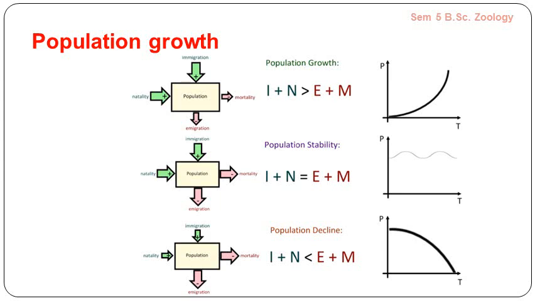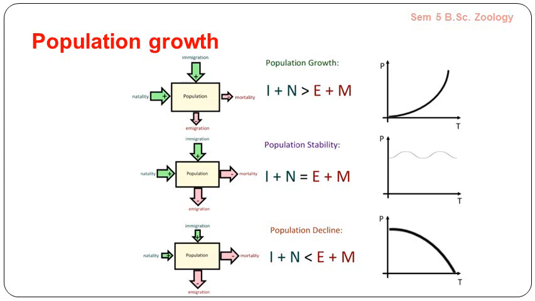So here are the three situations where these parameters are going to influence the population size. When immigration represented as I and natality represented as N are summed up, the sum of these two is more than emigration E and mortality M put together, there is population growth. So with respect to time t, there is an increase in population size P. Okay, so that is population growth.